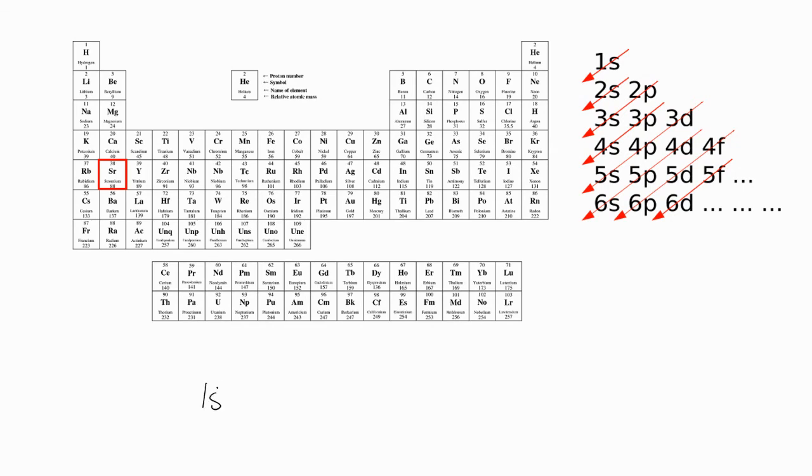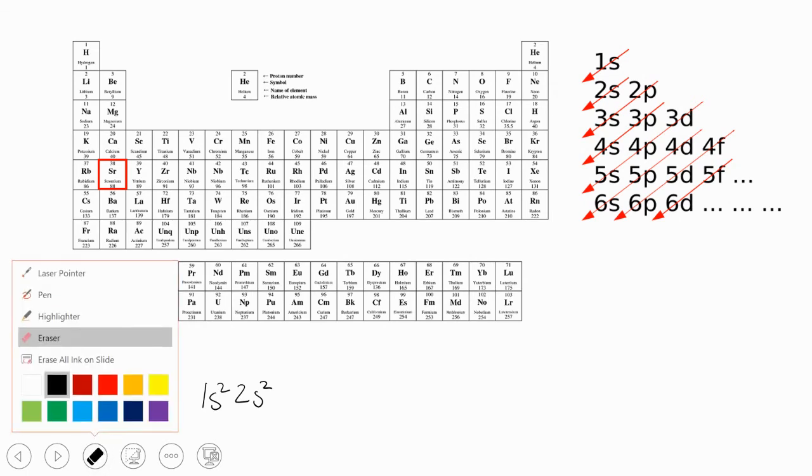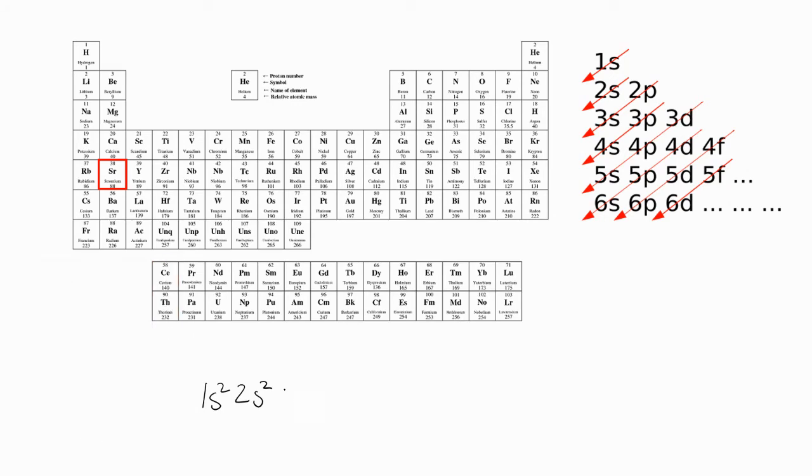Okay, 1s2, 2s2, 2p6, oops. Sorry, one second, let me erase this. Okay, 2p6. So we did 1s, 2s, 2p, and I'm just going to make a little mental note for myself that we're at 10 electrons here.